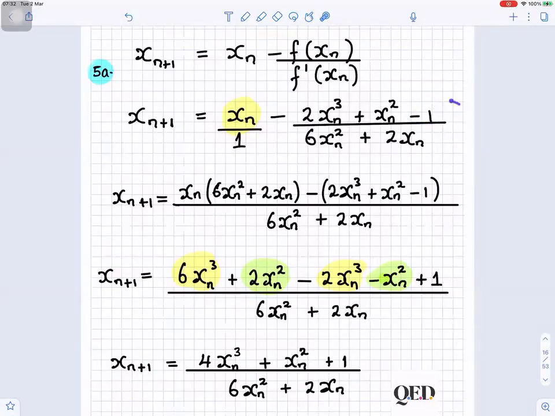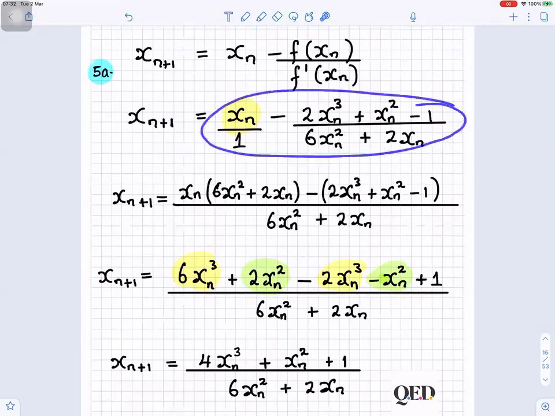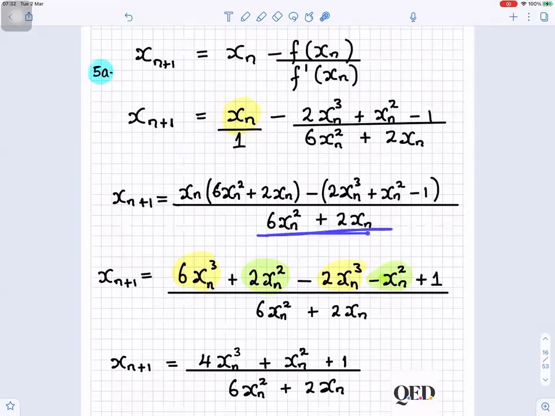So we want to add these two fractions together, these two fractions we want to put together. So the common denominator is the lowest common multiple, 6x_n squared plus 2x_n. So that means x_n times (6x_n squared plus 2x_n) minus that. So we remove the bracket.